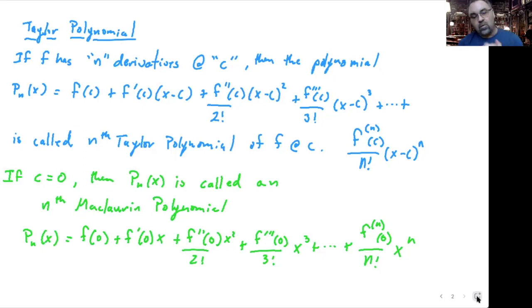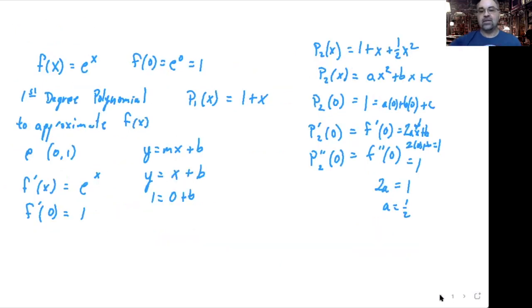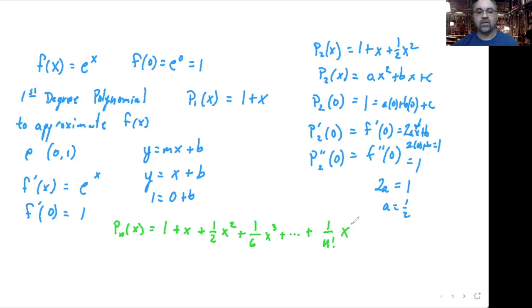Okay, so if I go back to my e to the x example, you can kind of see how I was able to get P3 pretty easily. If I wanted the nth Maclaurin polynomial, I would have the terms that I already know, 1, x, plus 1/2 x squared, and then you saw on the Desmos it was 1/6 x cubed, and so forth. And so we'd end up with 1 over n factorial times x to the nth power.